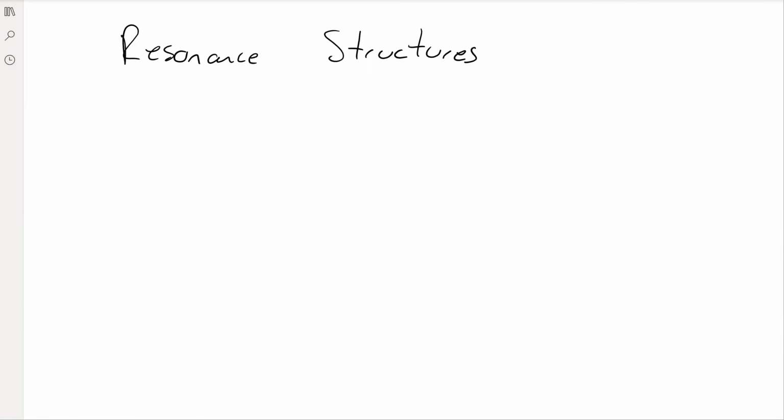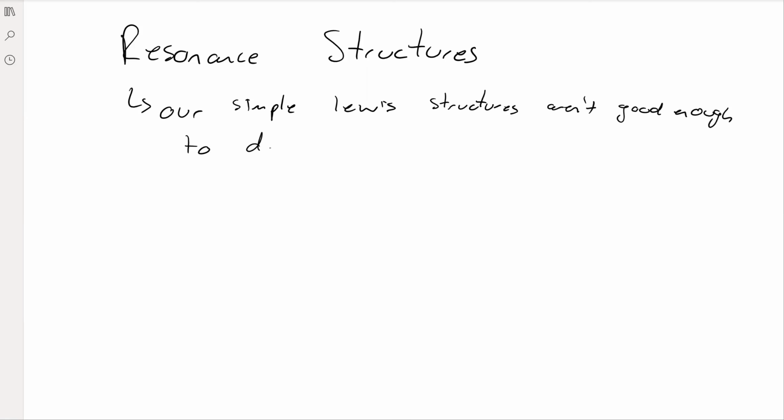All right, so before we start drawing our Lewis structures, there's yet another thing that we need to understand, and that's resonance structures. Resonance structures are basically just a way that we fix our Lewis structures. So our simple Lewis structures aren't good enough to describe some compounds, right? Overall, Lewis structures are relatively simple.